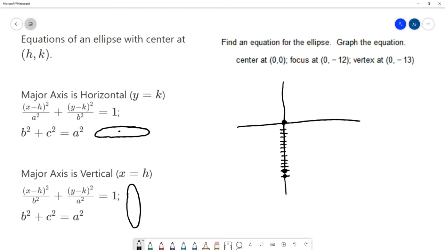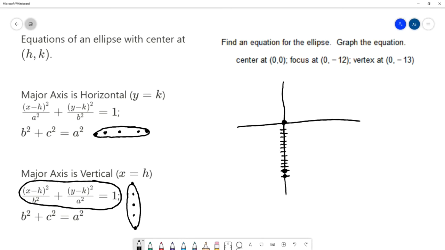horizontal orientation will have the center and the foci to the left and right, and the vertices to the left and to the right. And with my vertical orientation, the center will be there, above and below will be where the foci are, above and below will be where the vertices are. So based on the placement of these points, since they're lining up with each other vertically, I know that this equation is going to match the one with the vertical orientation.